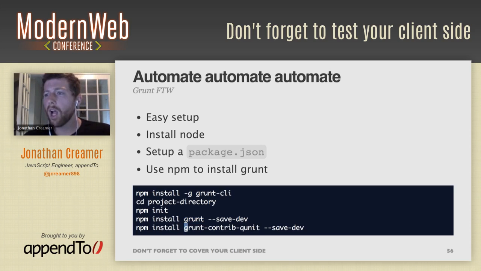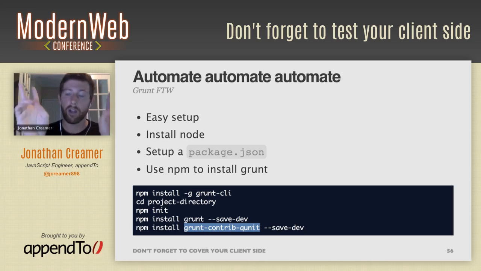And then there's lots and lots of these Grunt plugins. Typically on npm, if it's a Grunt plugin, it'll start with grunt, then a dash, and then something. The ones with contrib mean that they were created by the Grunt team, so they're like official Grunt plugins. So if it doesn't have contrib, it doesn't mean it's not good. It's just not an official Grunt plugin.